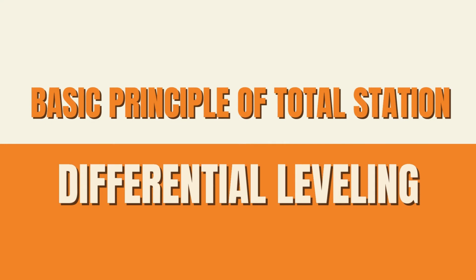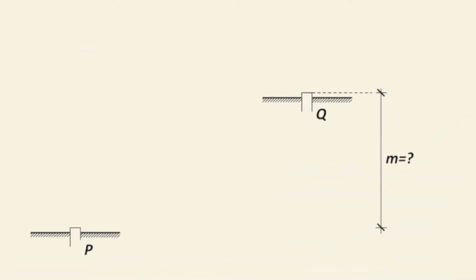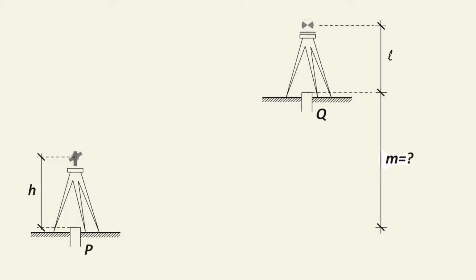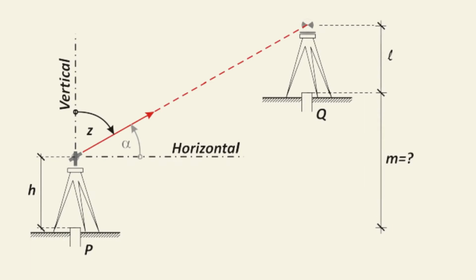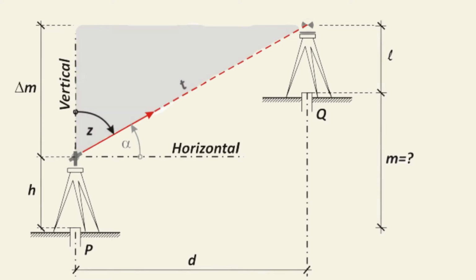Basic principle of total station differential leveling. To determine the elevation difference between points P and Q, a total station is set up at point P and the rod standing at point Q. The height of the instrument has been measured using a small tape. By trigonometry, the horizontal distance d, or the slope distance t between the points, are needed, and the vertical angle from one station to the other has to be measured.